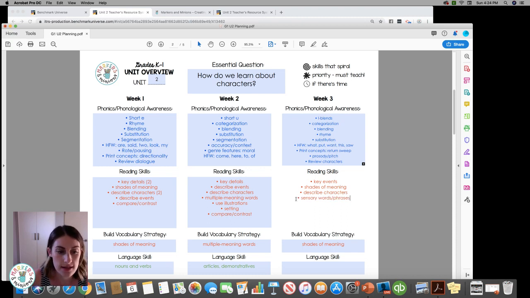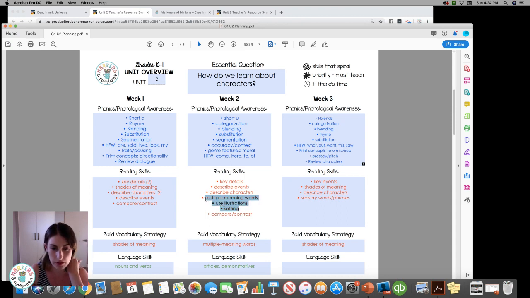So far I can see that in week 2, the use illustrations and the setting and the vocabulary are kind of standalone. The describing events, describing characters, that repeats. Obviously the key events and the compare contrast repeats. So if you have to make some decisions, if you're short on time or you don't get to everything, those are probably going to be priority lessons.